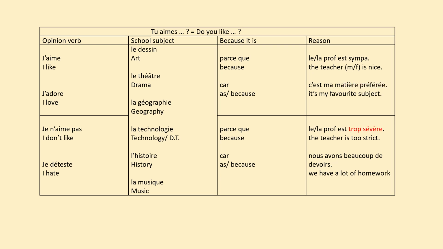Écoutez et répétez. Trop sévère. Good. So trop, you realize you don't say the P at all. And then sévère, your voice goes up on the first D and down on the second. Let's try one more time. Trop sévère.